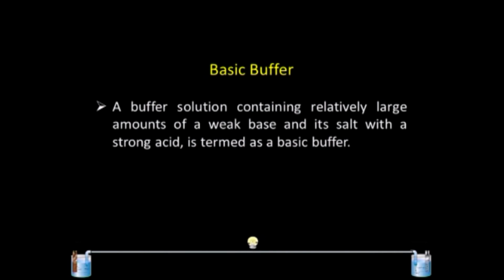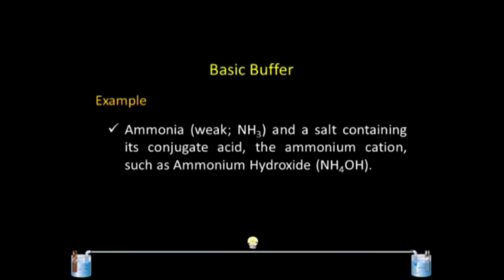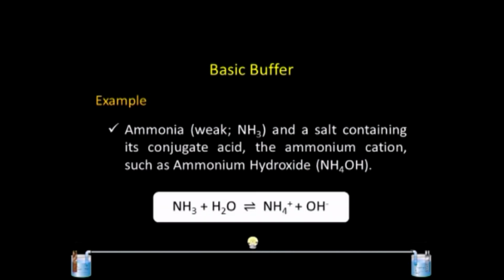Let us now consider basic buffer. A buffer solution containing relatively large amounts of a weak base and its salt with a strong acid is termed as a basic buffer. Such buffers have pH on the alkaline side, that is pH greater than 7. For example, ammonia, which is NH3, and a salt containing its conjugate acid, the ammonium cation, such as ammonium chloride, acts as a basic buffer. Here the reaction is that NH3, that is ammonia, reacts with water to give NH4 plus, ammonium, and OH minus.